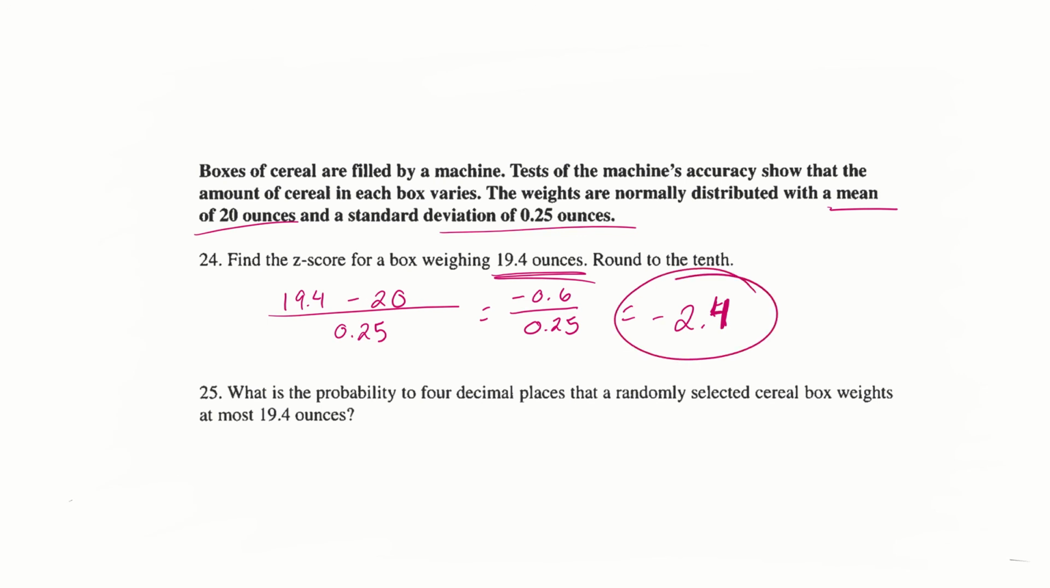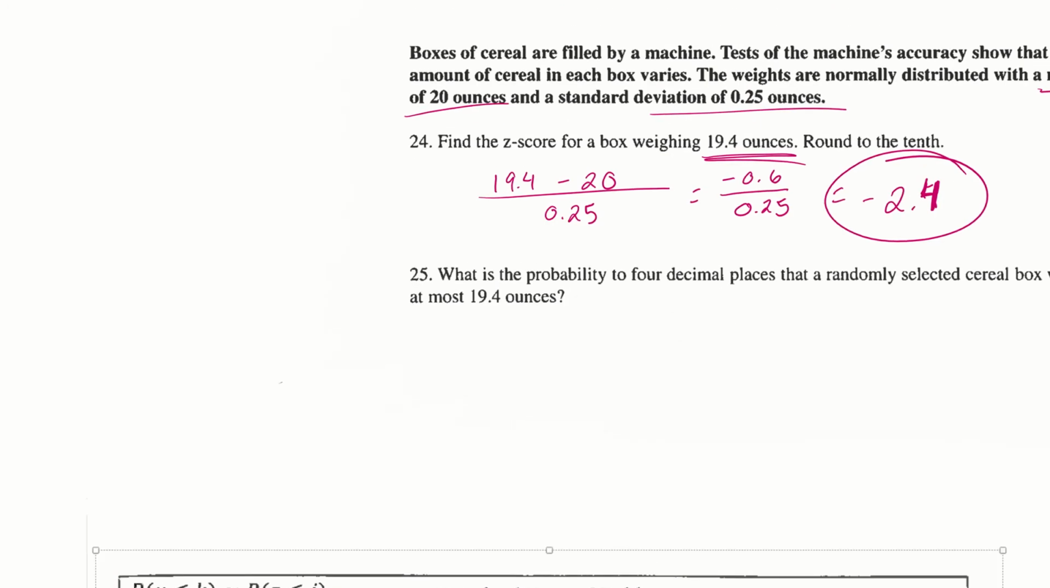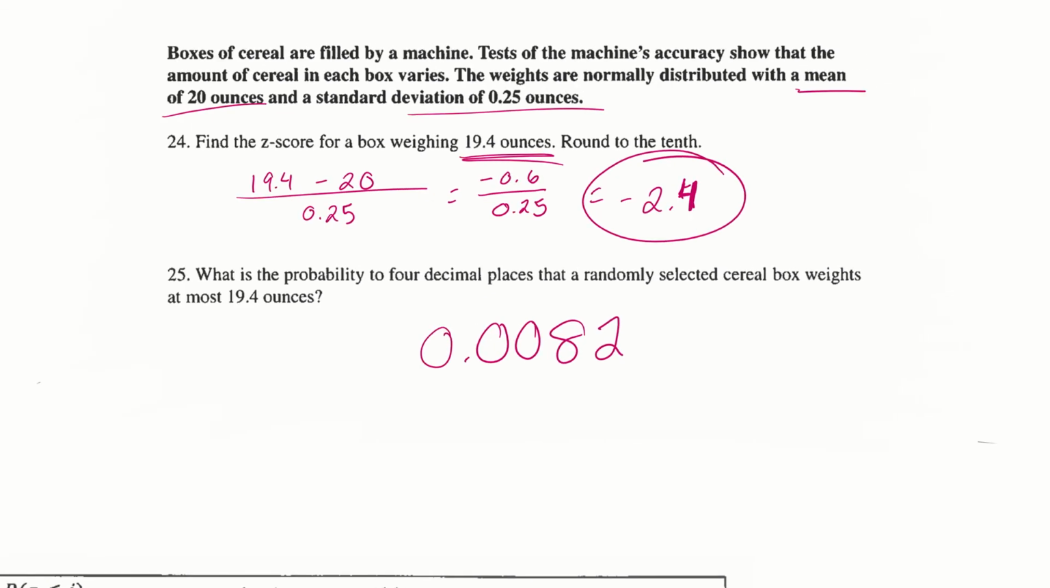So I'm going to use that negative 2.4, and I'm going to go down on this chart. So I have a negative 2, and then I'm going to go over to the 0.4s, negative 2.4, and that right there means 0.0082. So what is the probability? It's not even 1%. If I go ahead and round it, it's 1%, but it is not likely that it's going to be scoring under that 19.4 here.